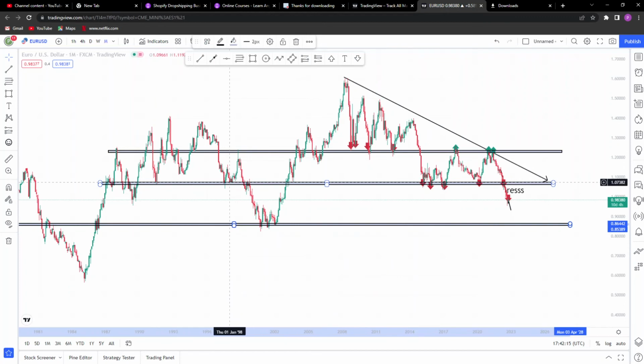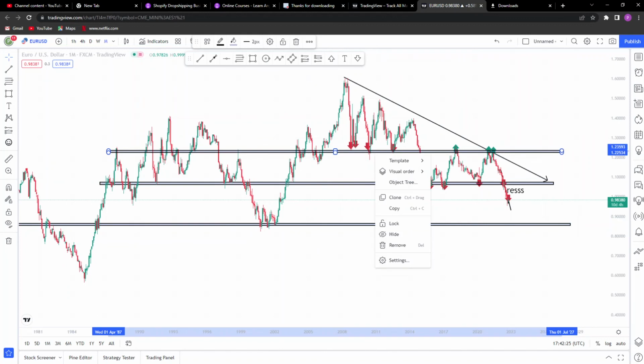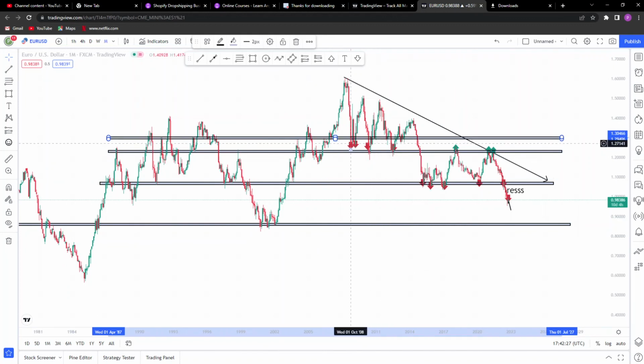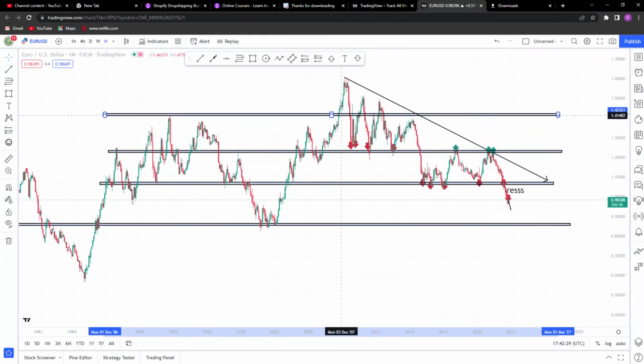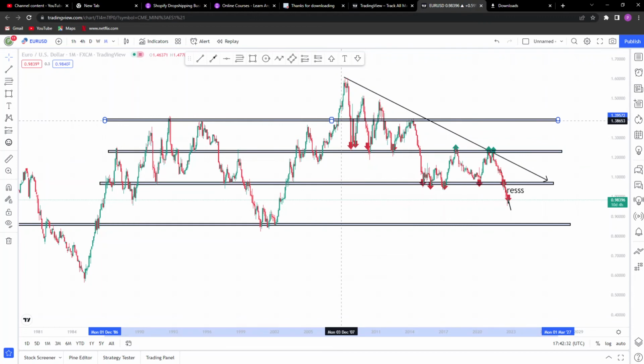I'll do a part two of this video on minor zones and major zones. There's this zone somewhere around here. There's this zone. But your focus should be where the market is actually trending. The market is going downward, so you want to be focused on that area.